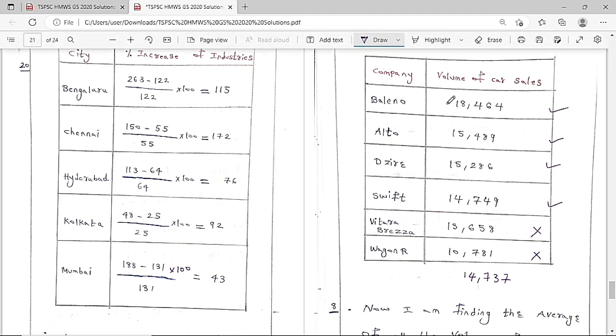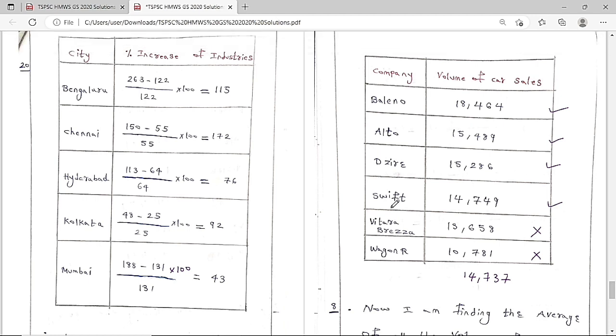So only 4 companies, which are Baleno, Alto, Desire and Swift, have sales more than the average of all the cars. So this is the correct solution of this question.